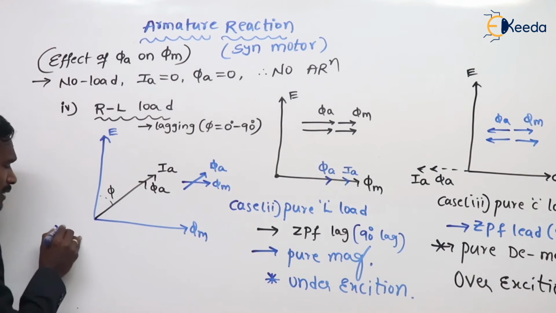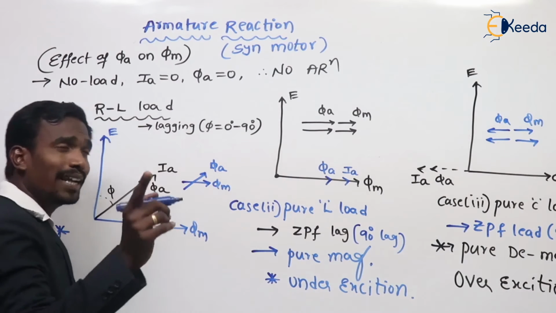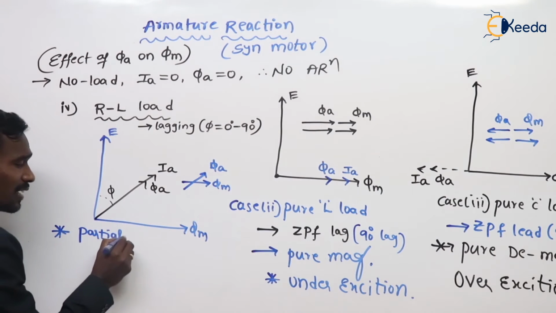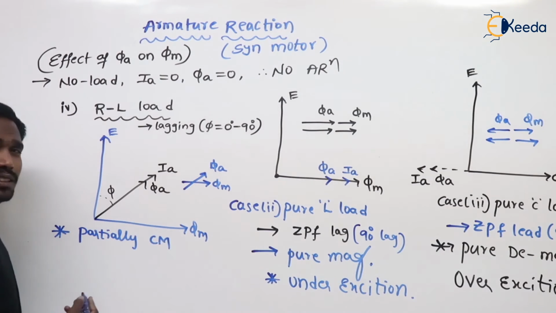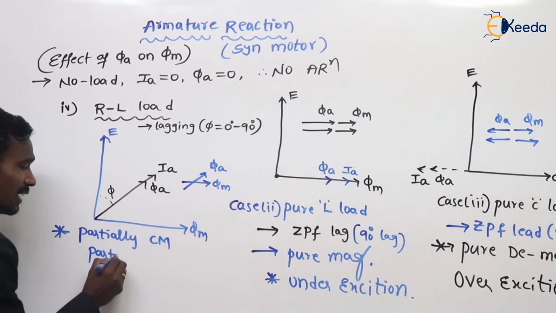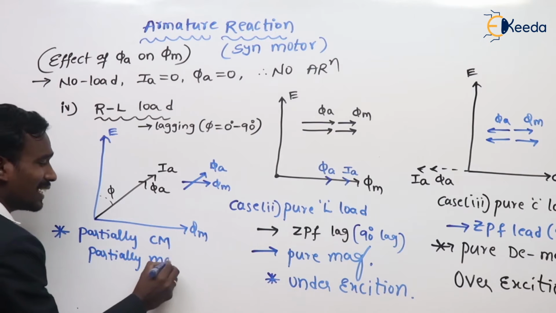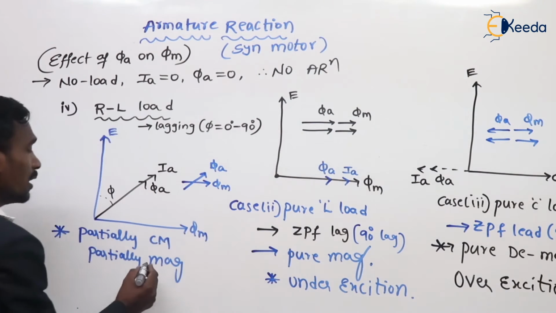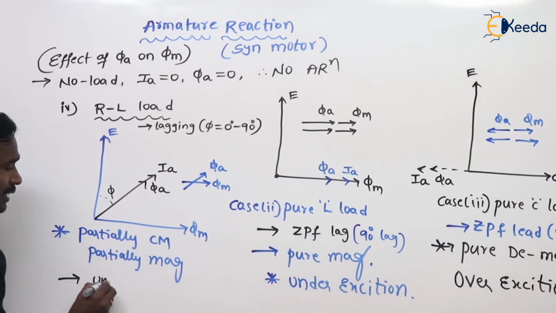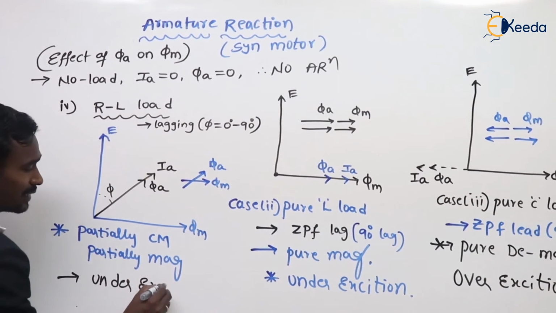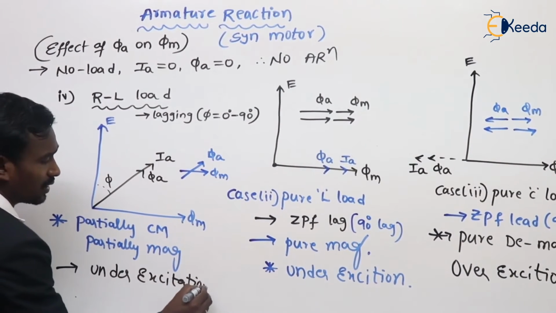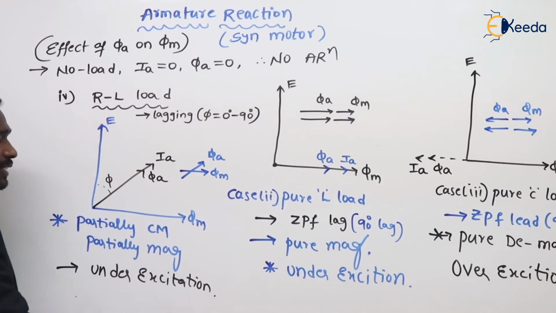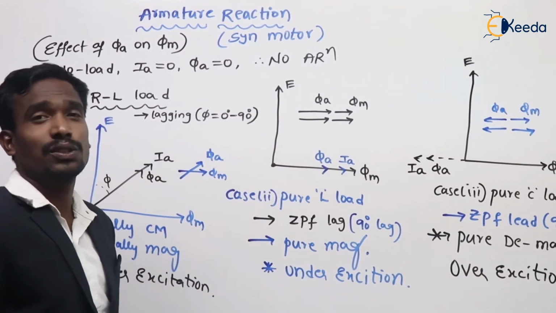So tell me, what is the effect of armature reaction here? Very good. Here the effect of armature reaction is partially cross magnetization and partially magnetization. If it is magnetization, that is operating at under excitation. So, RL load: partially cross magnetization and partially magnetization.